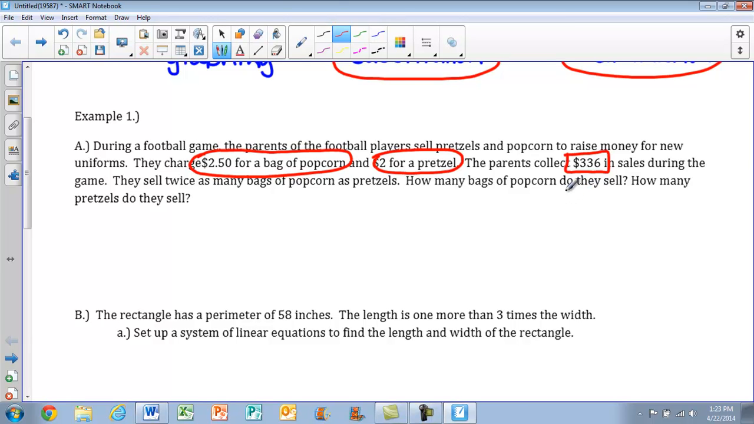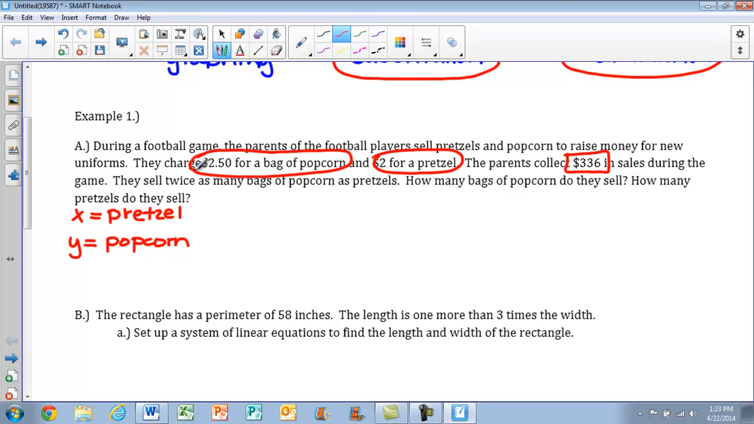Now, to start these problems, since we have a system that we're going to set up, we need to make sure that we properly label both of our variables. So x, I'm going to say, is equal to my pretzels, and y is going to be equal to the popcorn. This will make things a little bit easier at the end of the problem when explaining what you are working with here.